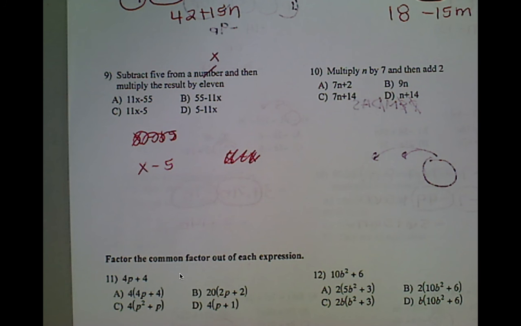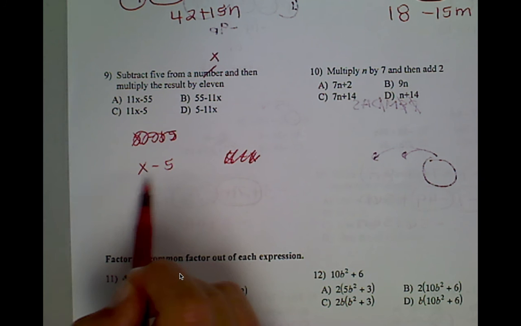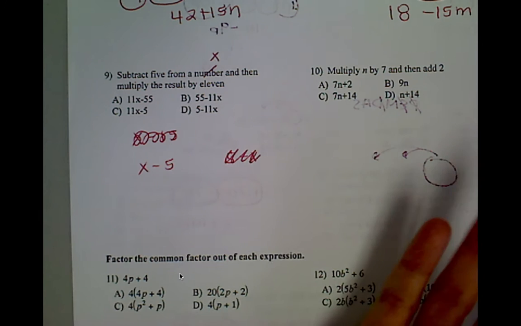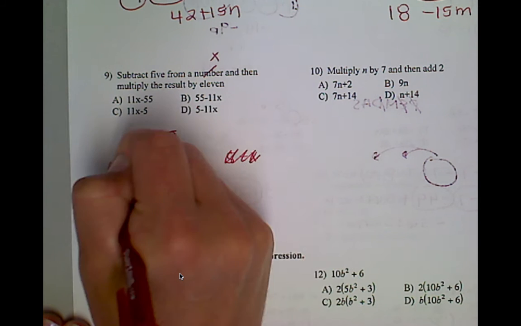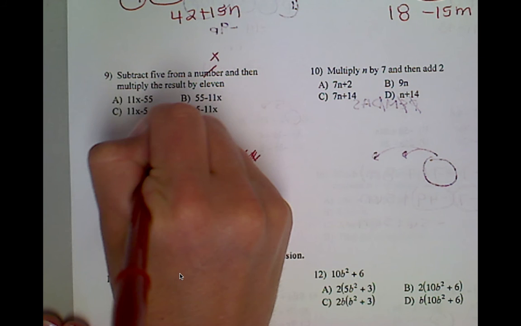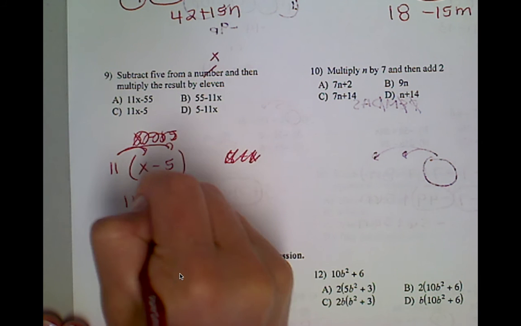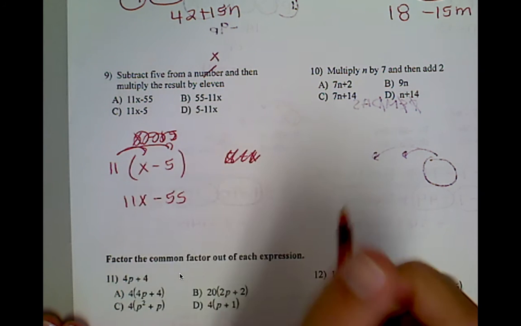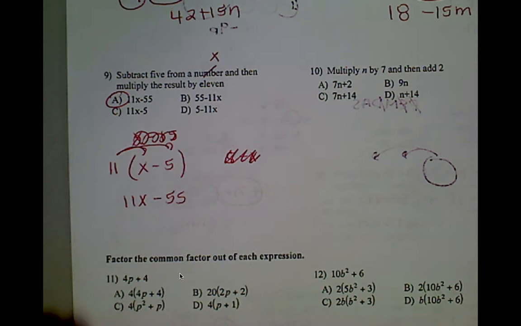And then we're going to multiply the result by 11. Well, we don't know what x minus 5 is. So the result of x minus 5 is really just x minus 5. So therefore, we have to use parentheses when we multiply the whole thing by 11. We're going to once again distribute. 11 times x is 11x. 11 times a negative 5 is a negative 55. So we're looking at answer A.